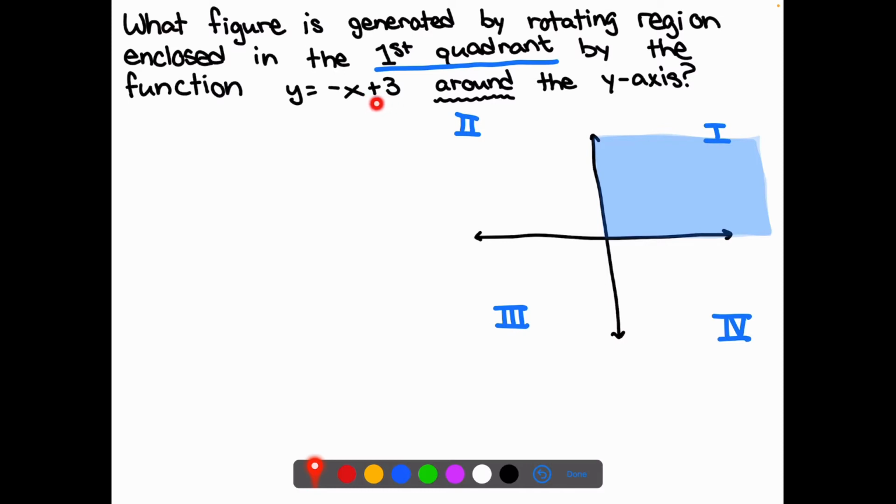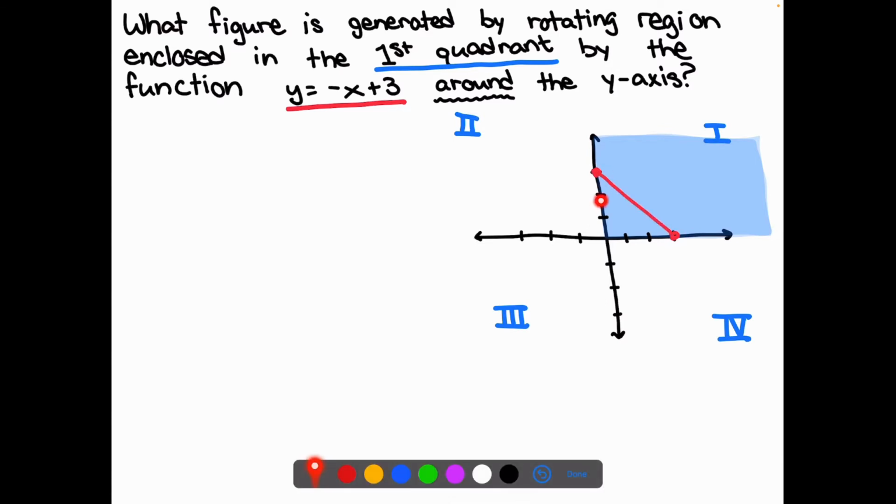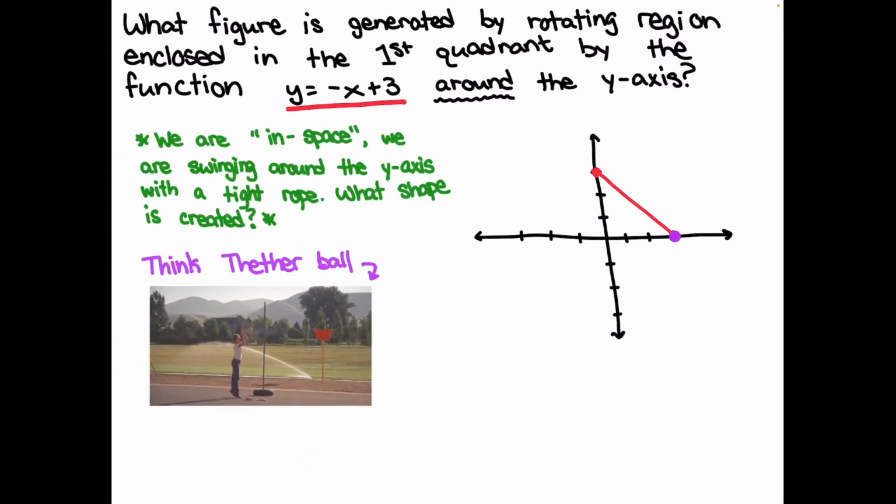Starting up, I see that my y-intercept is positive 3, so I can go up 3 and graph a point. And then I can follow my slope, which says to go down 1 and to the right 1. And if I continue doing that, I'll eventually intersect the x-axis at positive 3 as well. Again, we want to stay in this quadrant here. Now from here, what would happen if we rotated around the y-axis? Well, a good way to think about this is to think about tetherball.